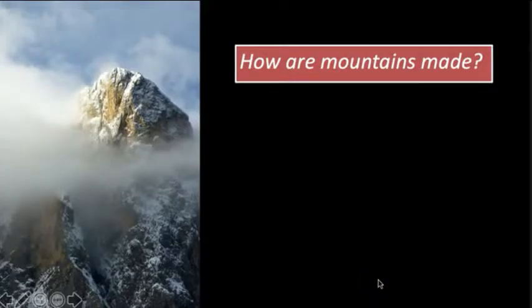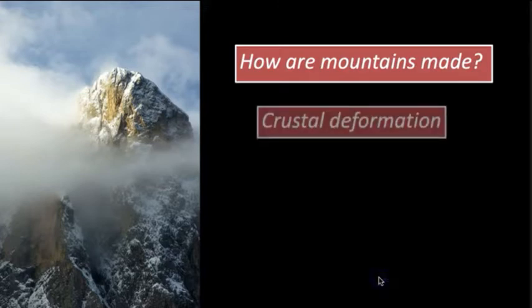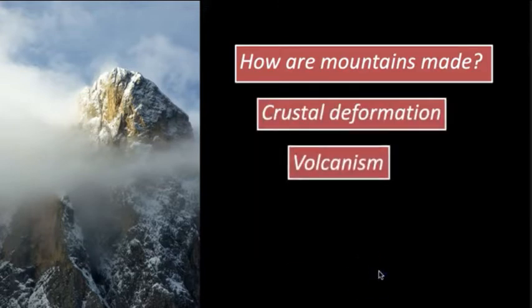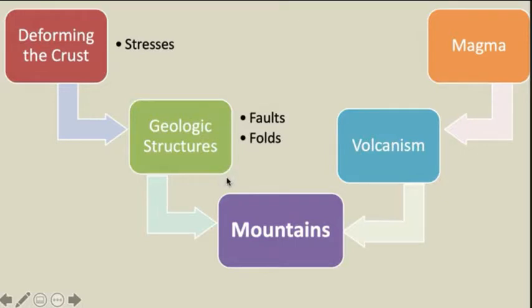How are mountains made? Mountain building involves deforming the crust or volcanic activity. Deforming the crust means changing the shape of a body of rock by bending and or breaking it. This happens when stresses are applied to rock, which typically happens along or near plate boundaries. Over time, stresses deform the crust into geologic structures, such as faults and folds.